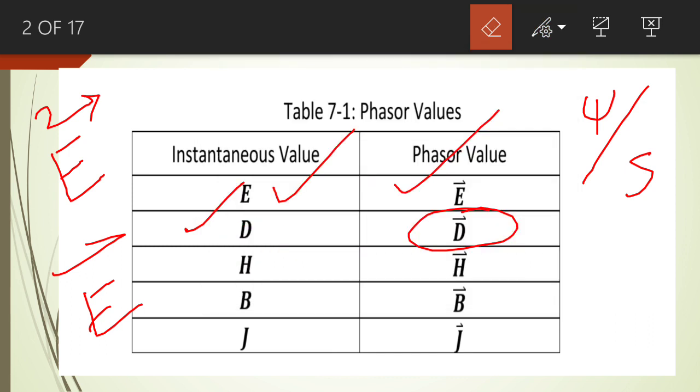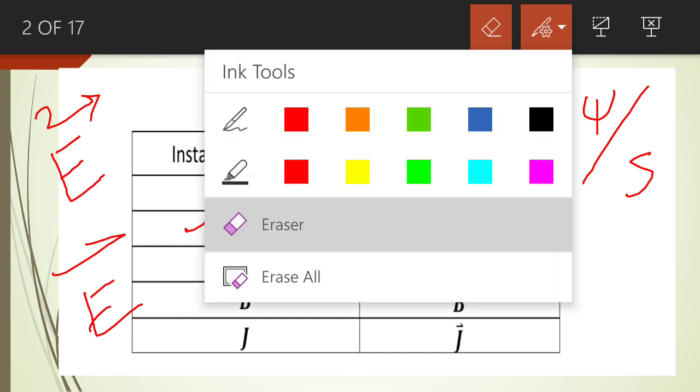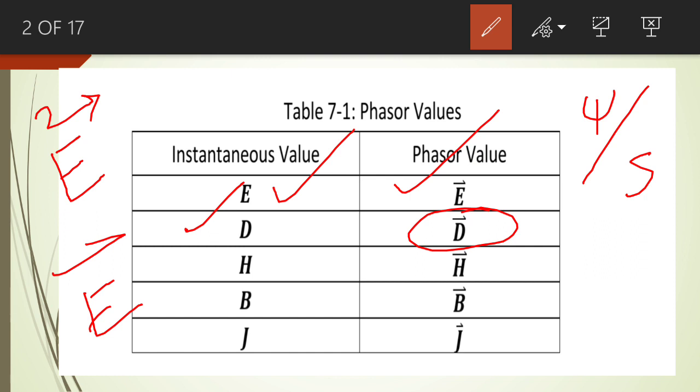So this is how we represent the instantaneous value of the magnetic field intensity. And this is how we represent the phasor value of the magnetic field intensity. The unit of the magnetic field intensity is ampere per meter. Right?